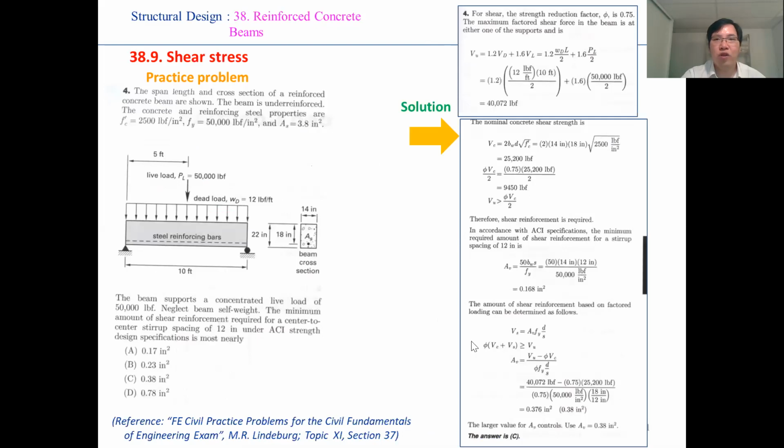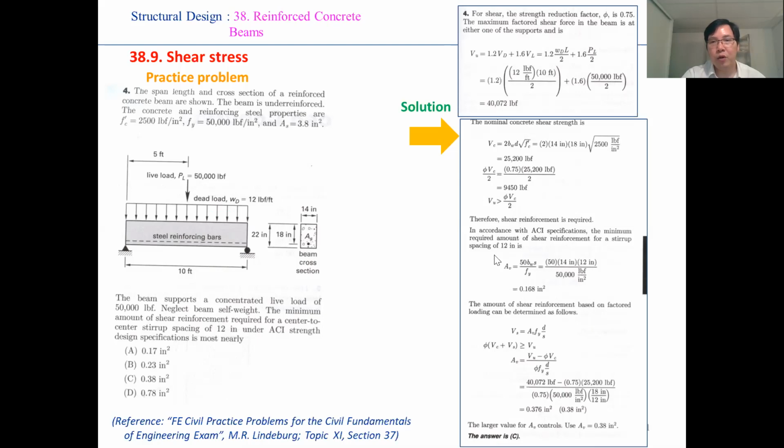So here is the solution for the practice problem. You can calculate firstly the value of Vu by this equation, and after you can calculate the nominal concrete shear strength Vc by this equation, and after you can find that Vu is superior to phi times Vc per 2. So you can find that the shear reinforcement is required.